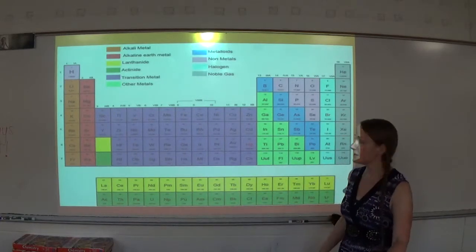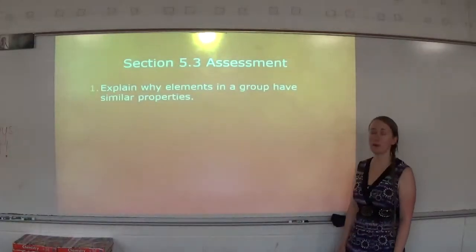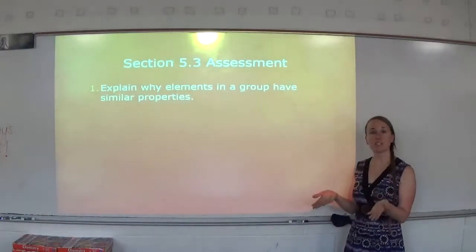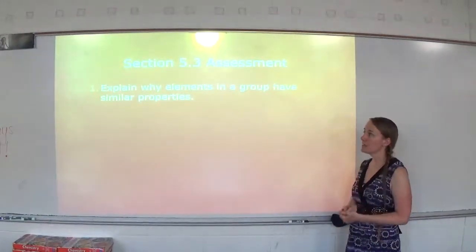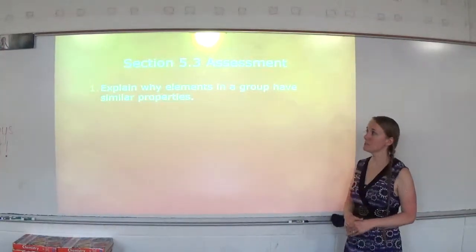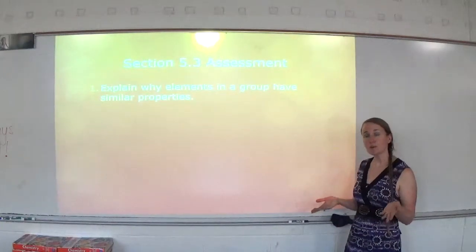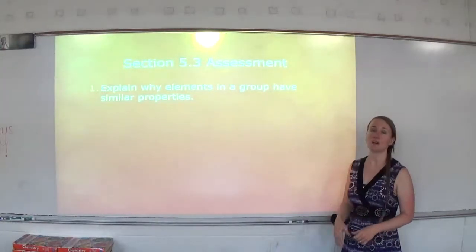Next is the section assessment. Explain why elements in a group have similar properties. Well, they have the same number of valence electrons. Remember, valence electrons are what play a key role in reactions, and valence electrons are the same in a group. So elements in the same group have similar properties because they have the same number of valence electrons. Hopefully now you know a little bit more about valence electrons and the different groups on the periodic table.